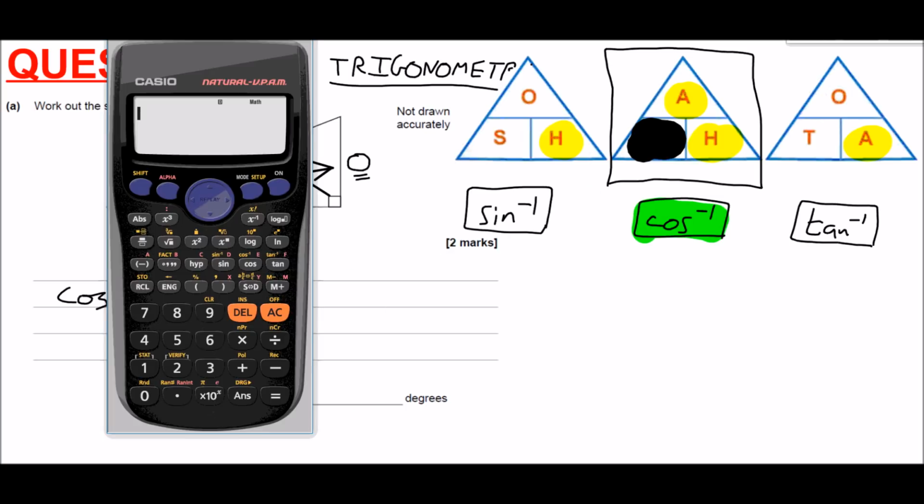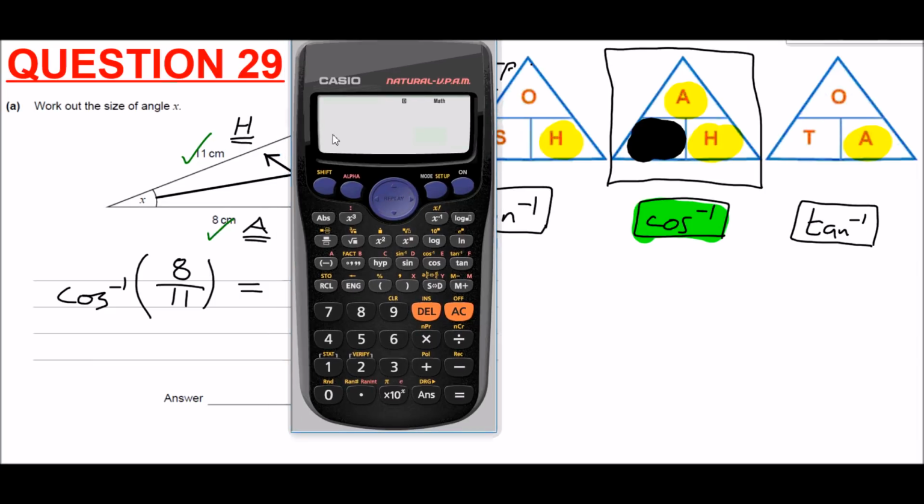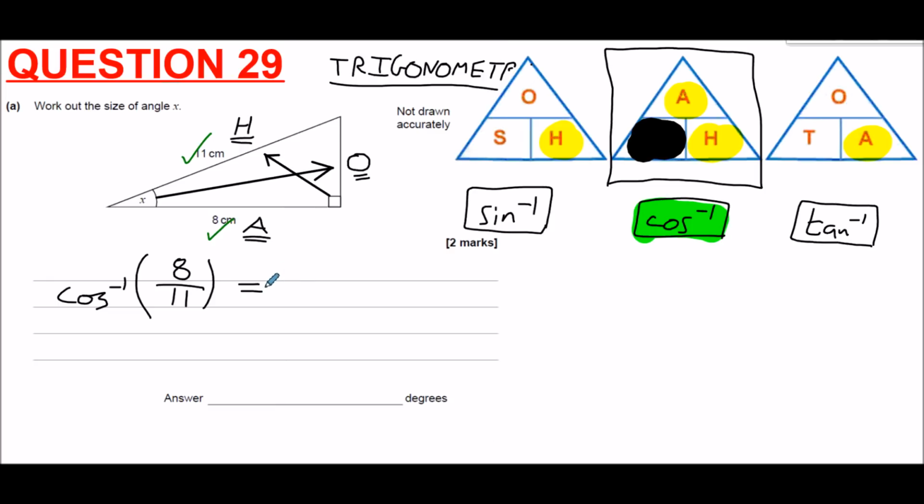So now we just type this into our calculator carefully, just like this, and it will work. So shift cos to get the cos -1 function. Press fraction. You want 8 on the top and 11 on the bottom. Close the bracket off, press equals, we get 43.3 degrees. So angle X is 43.3 degrees.